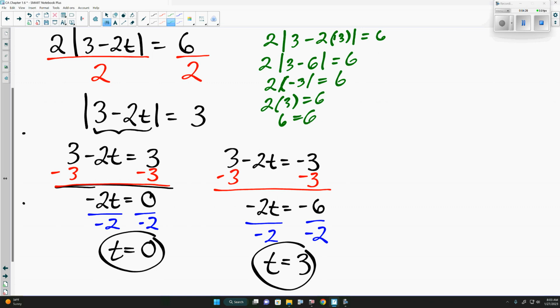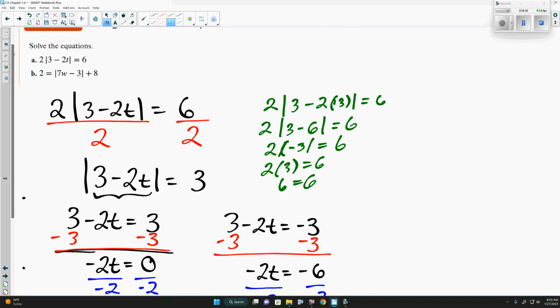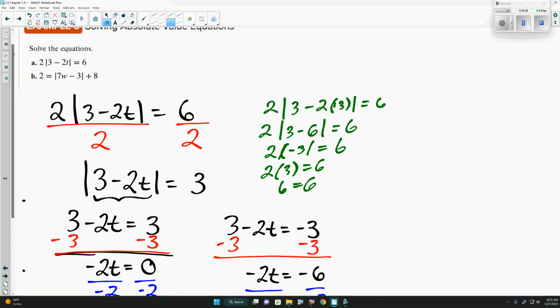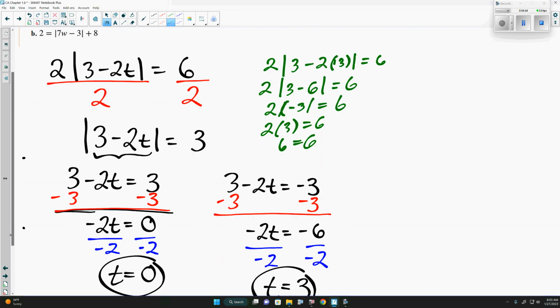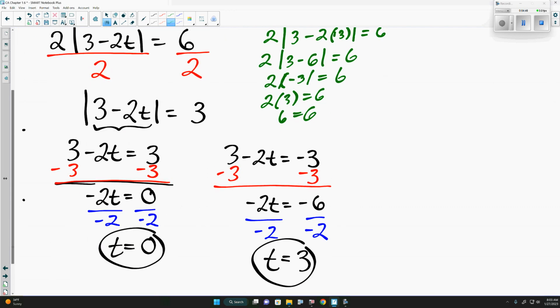With any of these absolute values that we're dealing with, we're getting the absolute value by itself. And if the absolute value is equal to a positive number, we split it into our two cases and go from there. One where the other side's positive, one where the other side's negative, and solve. Any questions on this here? Probably been a while since y'all did absolute value equations, but they're not that bad.